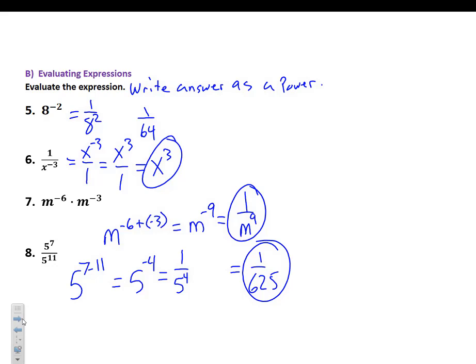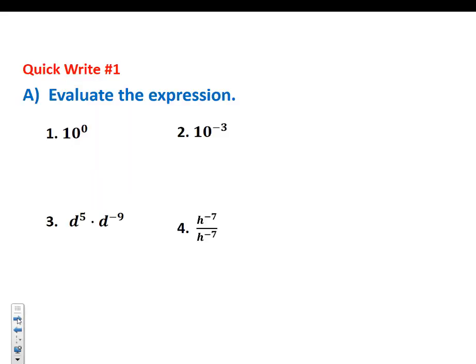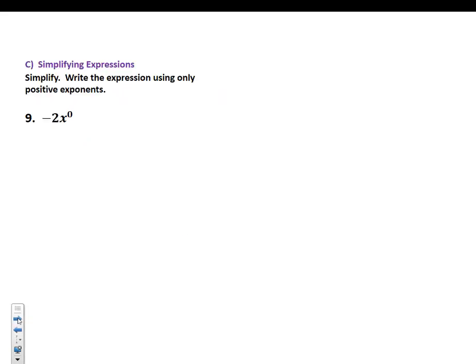Alrighty, ladies and gentlemen, your first quick write. Pause the video so you can write all that down and get that done, because I'm going to continue on with this video set of notes, going right in, because we're going to just do one video tonight. Simplifying expressions. Write the expression using only positive exponents.